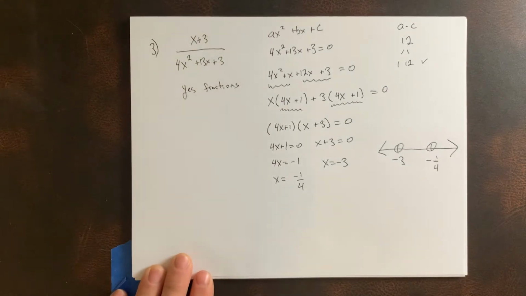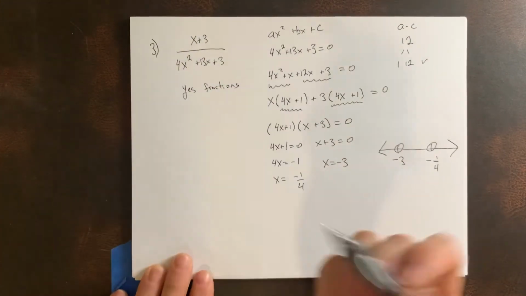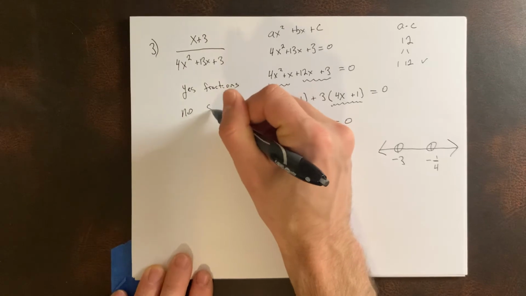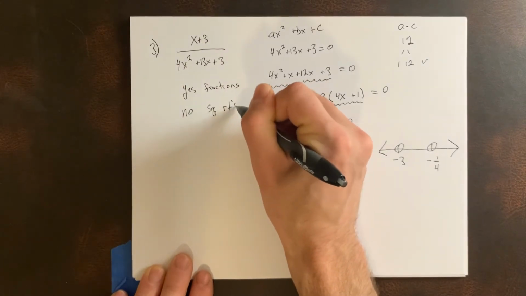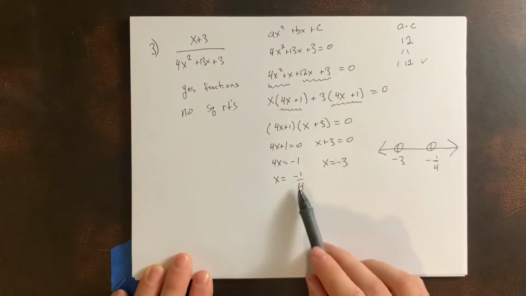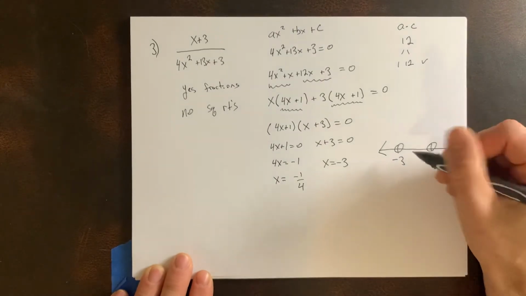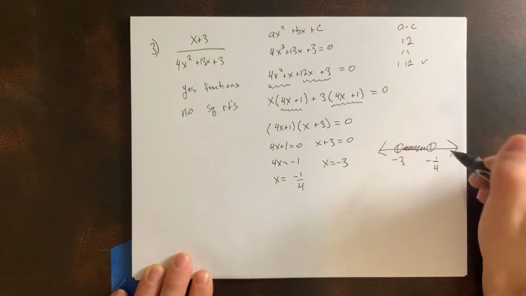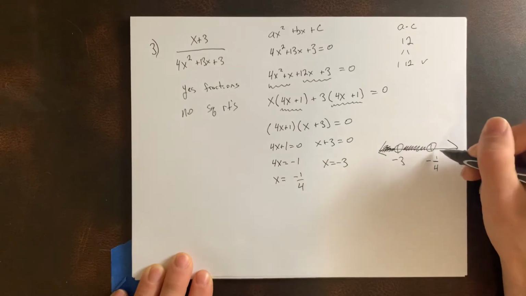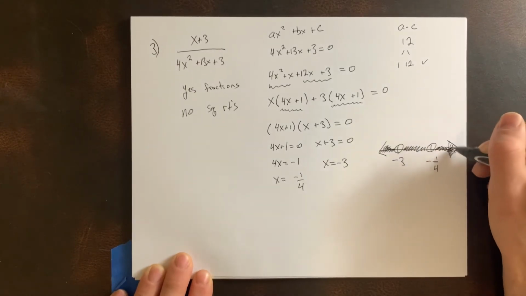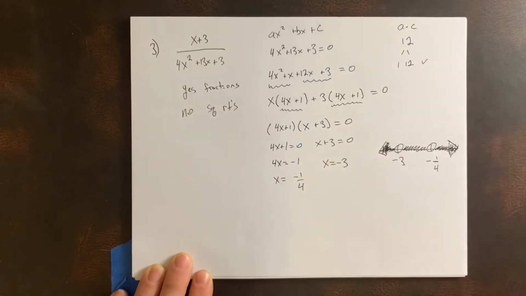And then the next question is, are there square roots? But if you look at this, you don't see any square roots. So no square roots. So we don't do anything there. So the only problems are these two numbers, the minus 3 and the minus 1 over 4. But everything here is okay, everything here is okay, and everything bigger is okay. Okay, so then that's the graph.